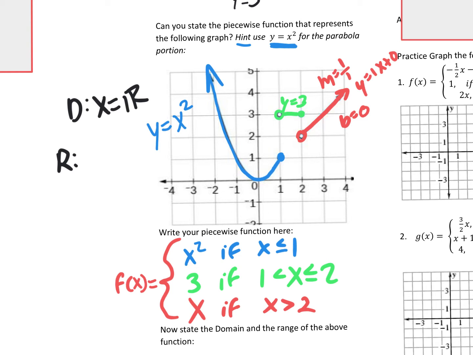What's your lowest value? 0. And it's going up from 0. So how do we say that? We say y is greater than or equal to 0. There's your domain and your range for that f of x piecewise function.